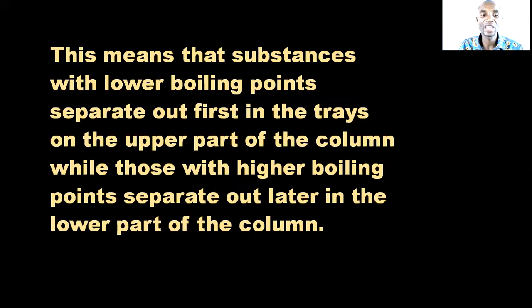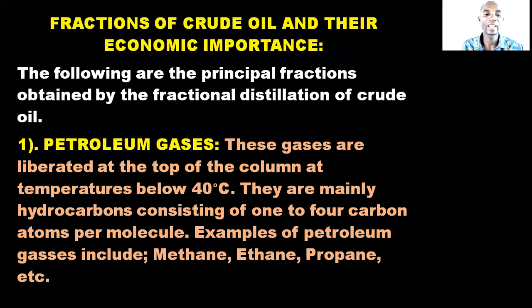Okay, this means that the substance with low boiling points separate out first in the tray on the upper part of the column, while those with the higher boiling point are separated later in the lower part of the column. All right, so what we have there, from those separations, we have the following principal fractions obtained from the fractional distillation of crude oil. These are the major things.